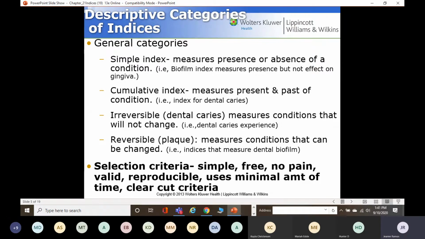So reversible would be the plaque. It would be a simple and reversible index if you were just measuring plaque, because that's a measured condition that can be changed.